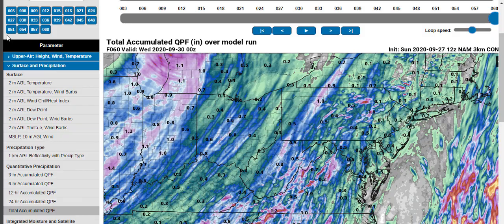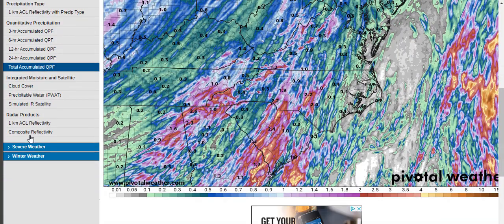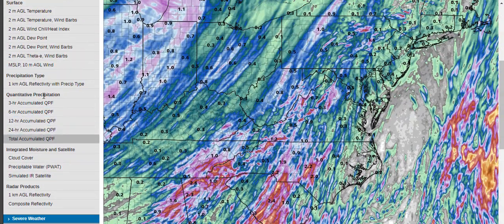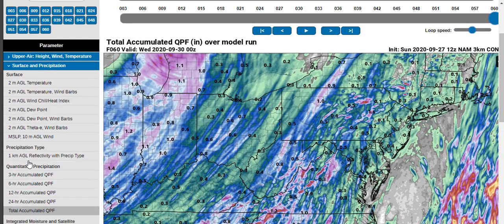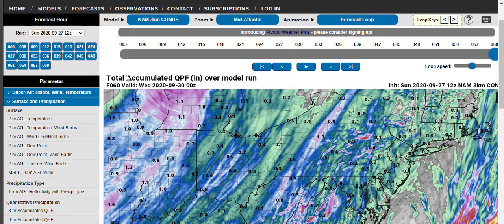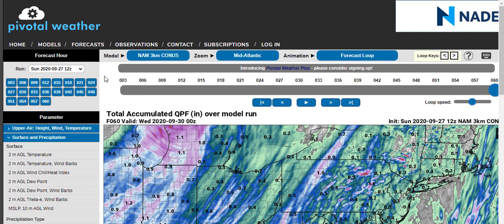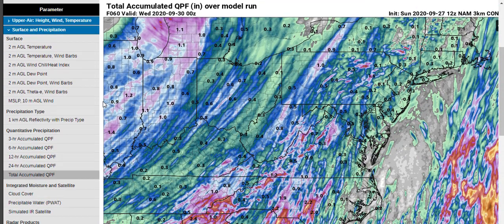I want you to play around with the tabs on Pivotal Weather. You can't do anything to break it. Don't be intimidated by it. Play with different things. If you have any questions, ask me. I'd be more than happy to show you what different things mean. Other than the ads always popping up, that can be a little bit annoying. But try it out, play around with it. And this will be a big step in your journey on learning how to forecast.